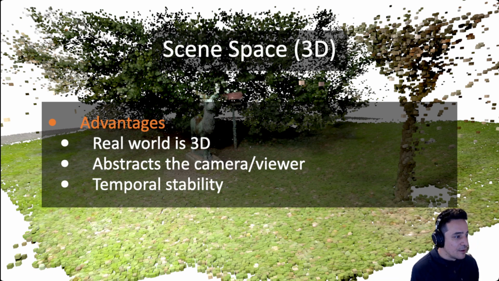So you don't have to deal with this projection operation, which gives you depth discontinuities and things that end up being really tricky when you do 2D correspondence averaging. In addition, what's really important is that working in 3D, it abstracts the camera or the viewer from the equation. For this project, we're going to assume that we have a static scene, but later on in the talk, I'll go into methods that relax that assumption. But assuming your scene is static, by working in 3D, you're guaranteed to get temporal stability of your results back out again, which is really nice.